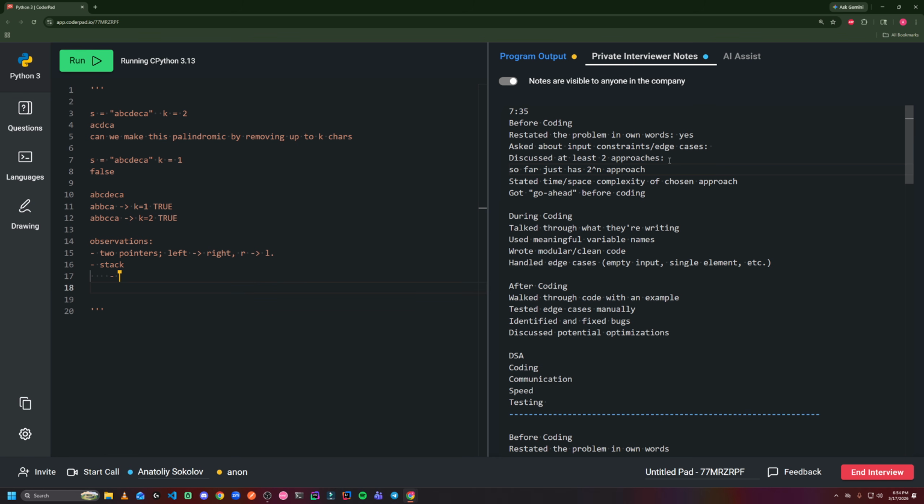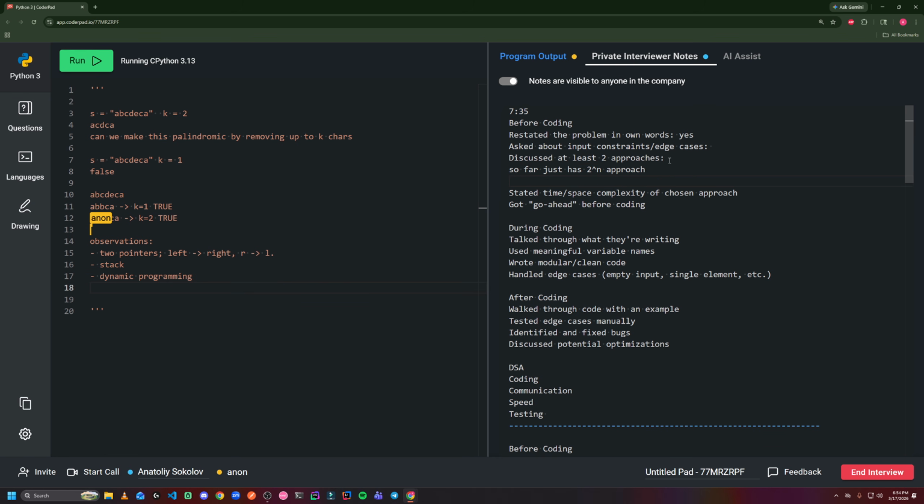So is there anything you know that can take things from exponential to polynomial? Oh, like dynamic programming, to avoid repeating work, basically. I see. Okay.